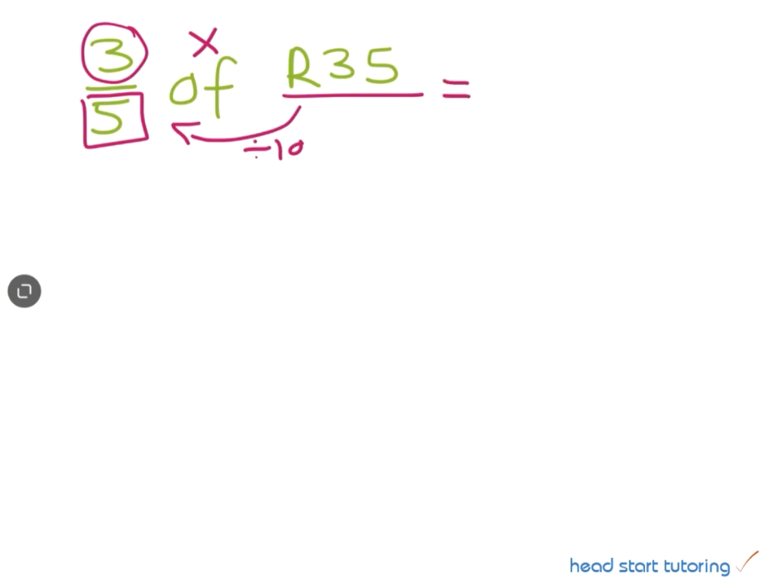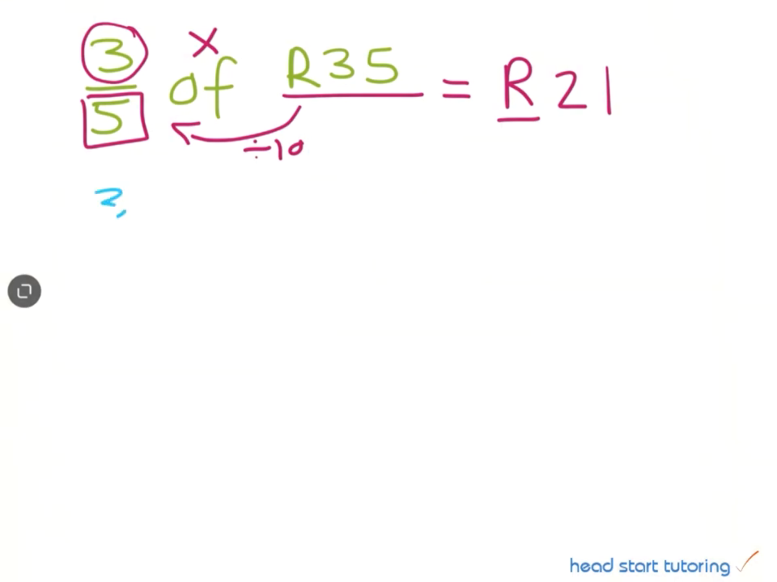So 35 divided by 5 is equal to 7, and 7 times 3 is equal to 21. So we remember our measurement, and then we've got 21 Rand. So 3/5 of 35 Rand is equal to 21 Rand.